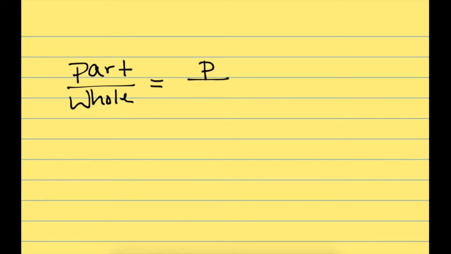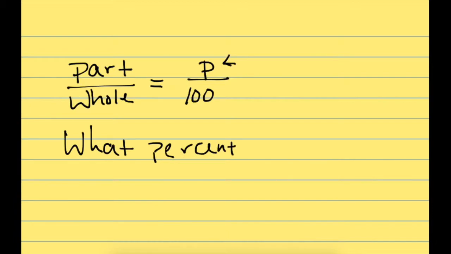And here's basically what it looks like. Part out of whole equals your percent over 100. So the part is whatever smaller part of the whole that you take. So for instance, in example 1, they ask what percent, so we're going to be looking for this p right here, of 25 is 17. Now, it might help to see that your part is the is, and your whole is the of.